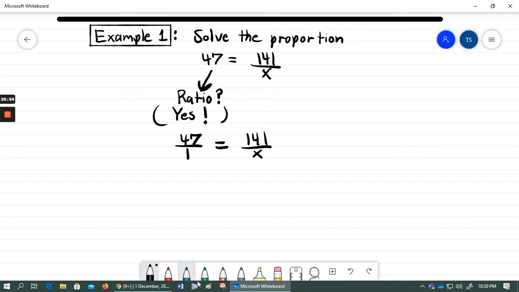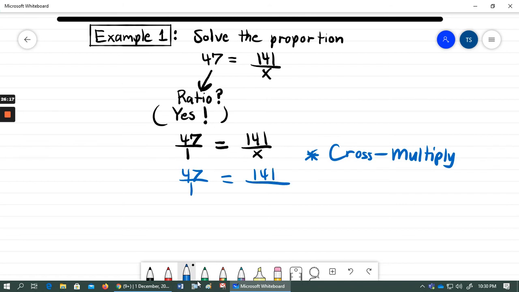All right, let's go ahead and solve that. I don't want to take up too much time here. Let's cross multiply here, folks, and let's get it. So here we got the 47, and there we got the 141 over x. What we're going to do right here is take the x and multiply it times the 47. We're going to take the 1 and multiply it times the 141, right?